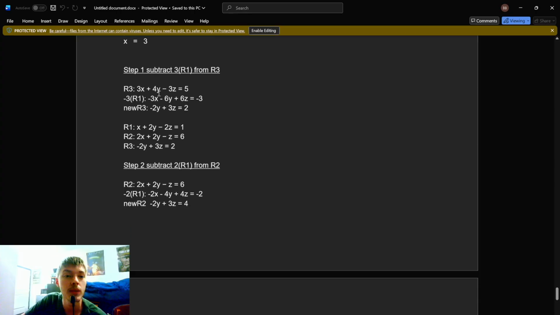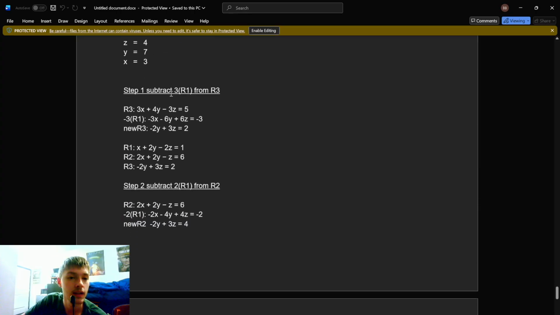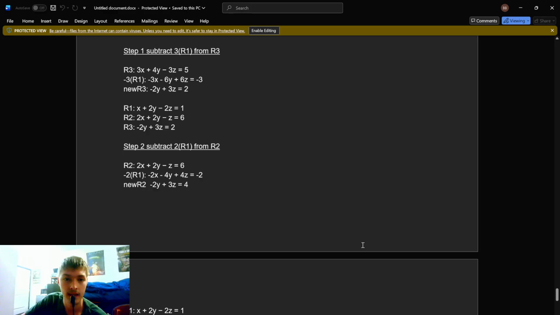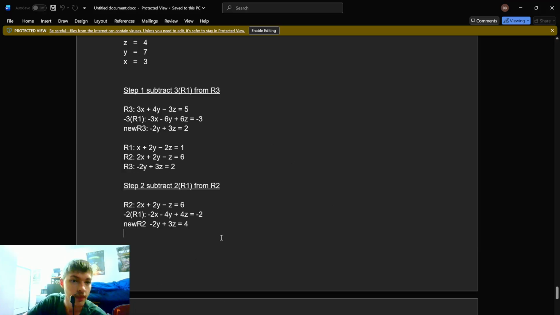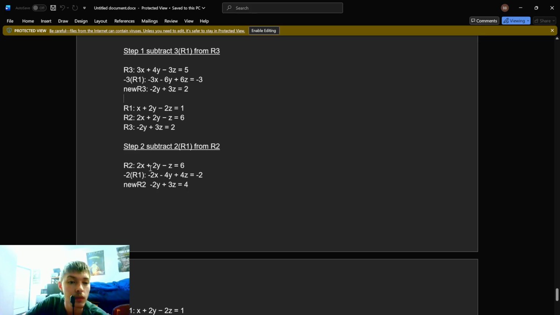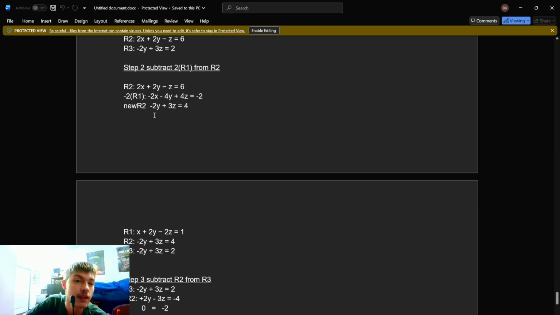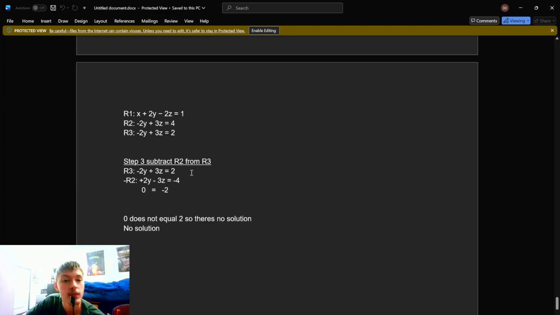For the next one, we subtract 3 times R1 from R3. Get a new R3, we replace that. We want to get rid of that x in R2, so we subtract 2 times R1, replace that, then to get rid of the y in R3, we subtract R2.